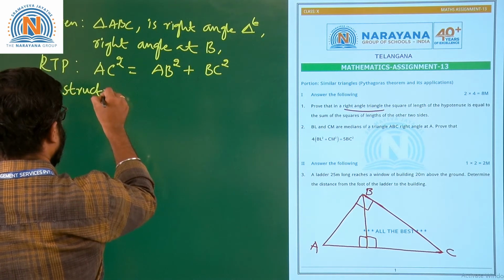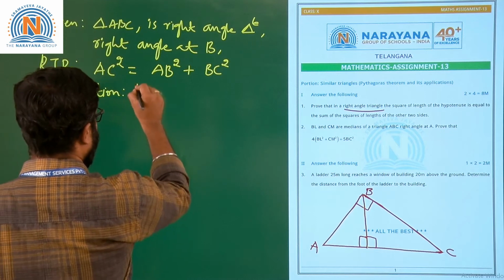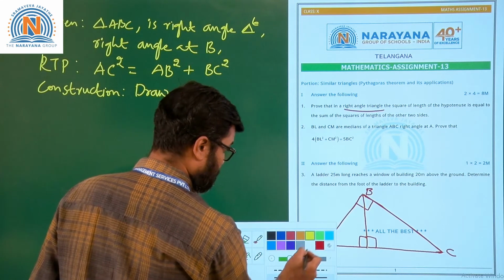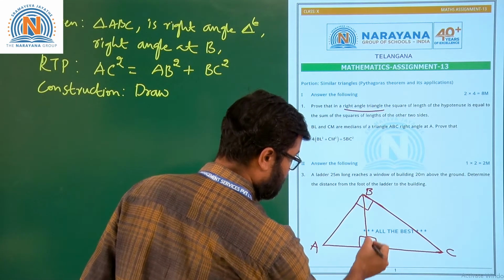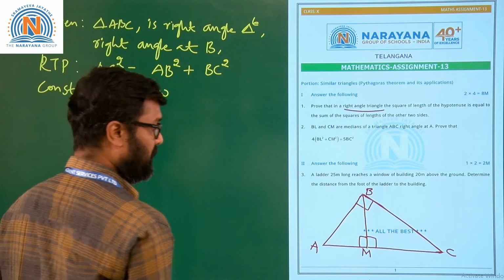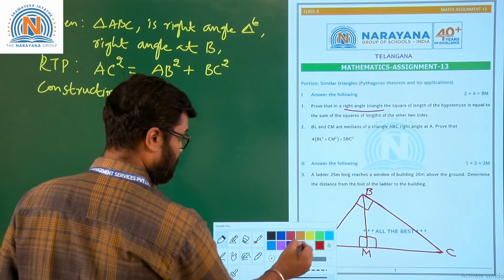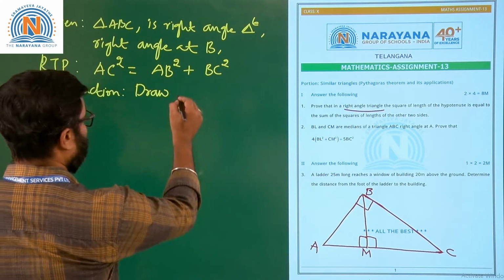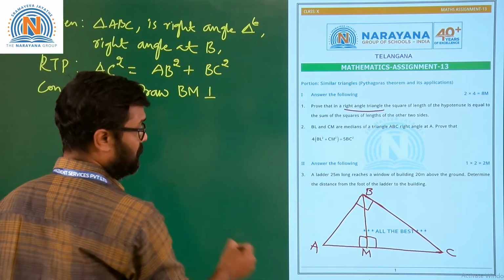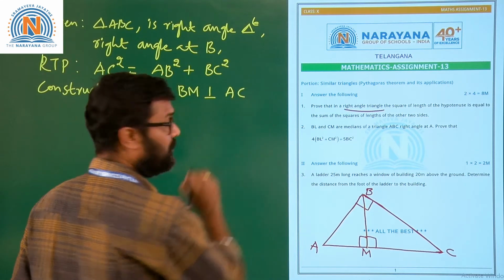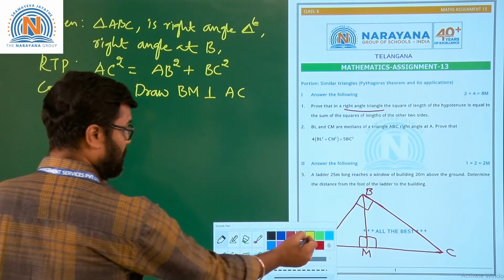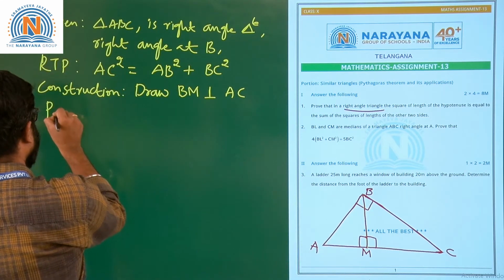Construction: draw, so let's name this point M. That point will be M. So draw BM perpendicular to AC, perpendicular to AC. Now let's start our proof.